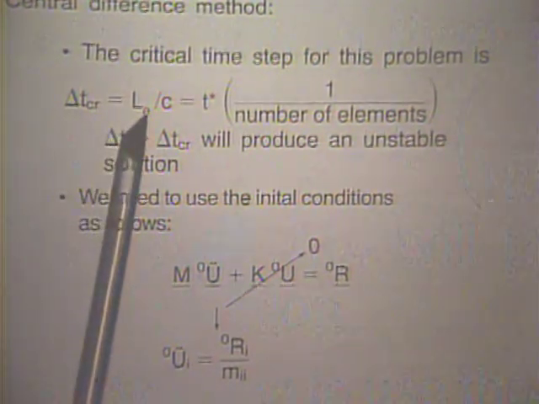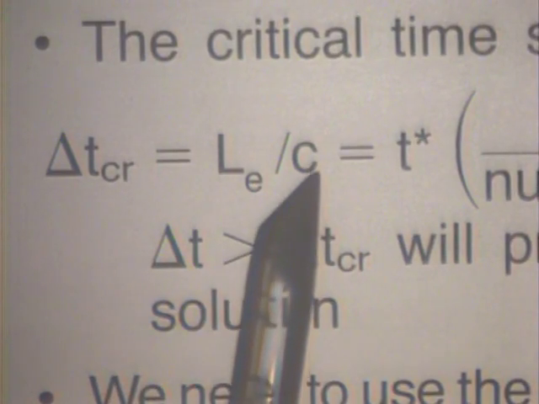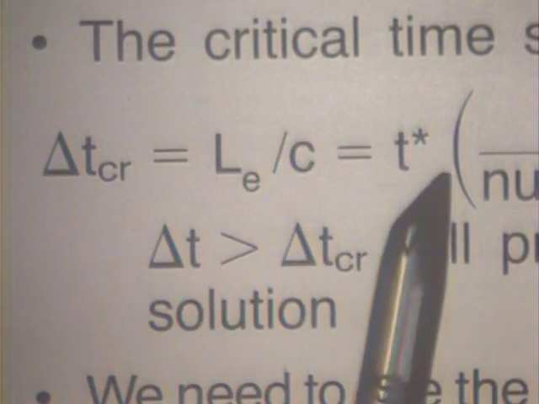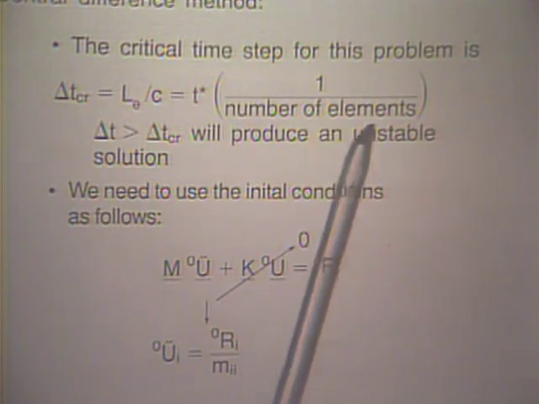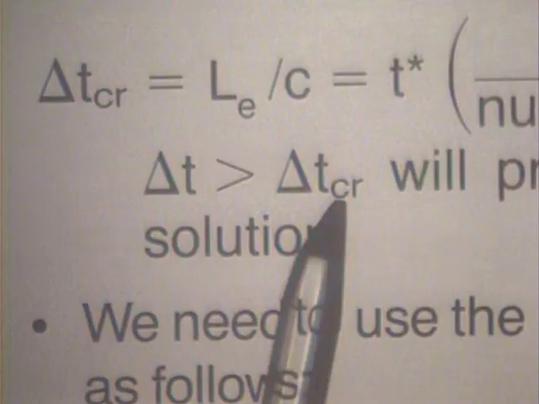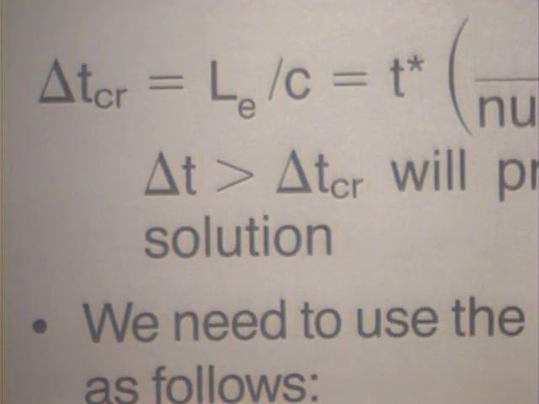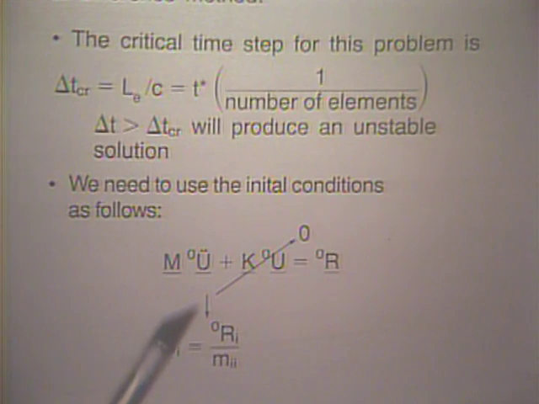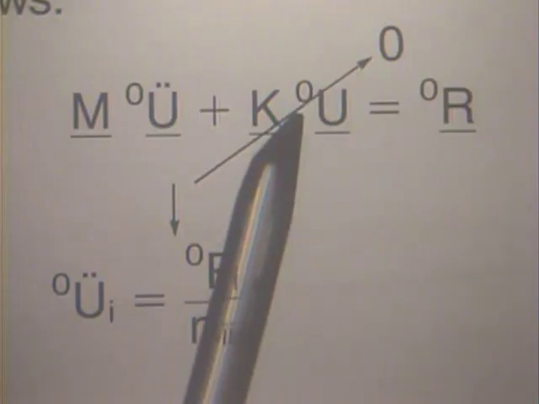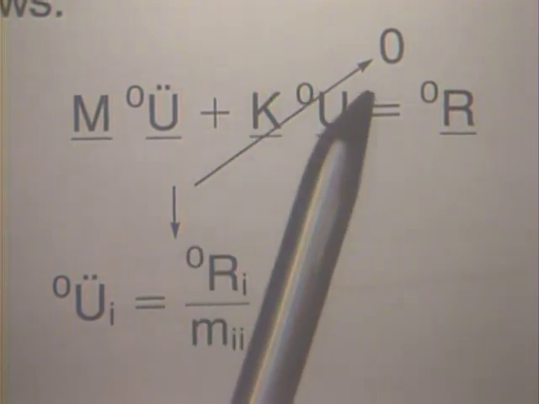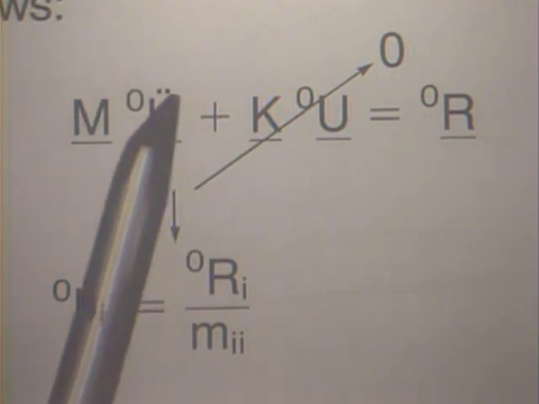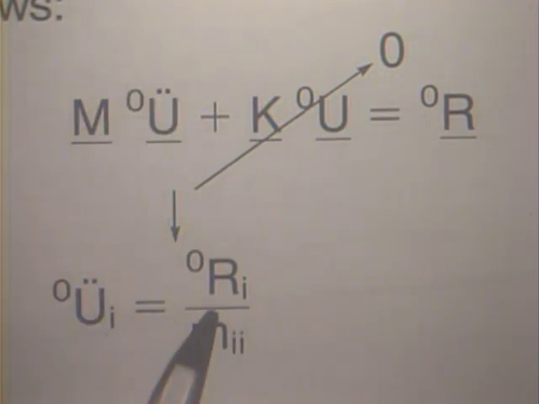And that critical time step is given by LE over C. Please refer to the previous lecture notes and you would see this formula there, which is nothing else than T star divided by the number of elements. We recall that if delta T is greater than delta T critical, we will produce an unstable solution. We also need to deal with the initial conditions for this problem, and we recognize that if the initial displacements are 0 and r is given, then we can calculate the initial accelerations as shown here.